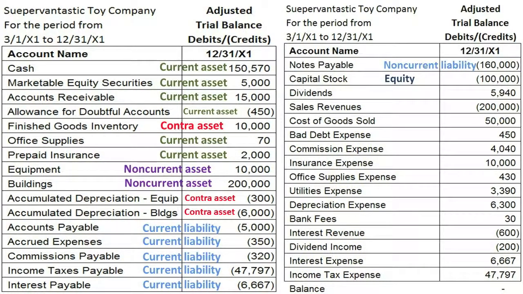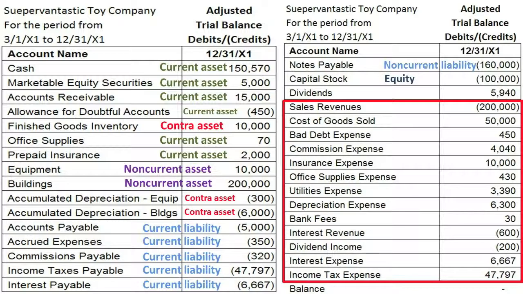These are temporary accounts. Stop the video and see if you can identify which of these temporary accounts are income statement accounts. Hopefully you're able to do that. The income statement accounts are all revenues and expenses. Other income statement accounts are gains on sale of long-term assets or loss on sale of long-term assets, as well as contra revenues, which we haven't really discussed much in the course yet.